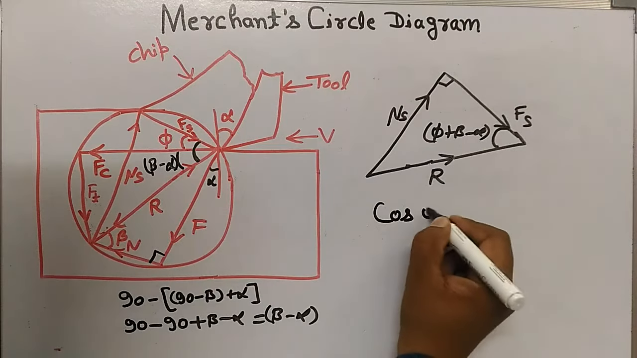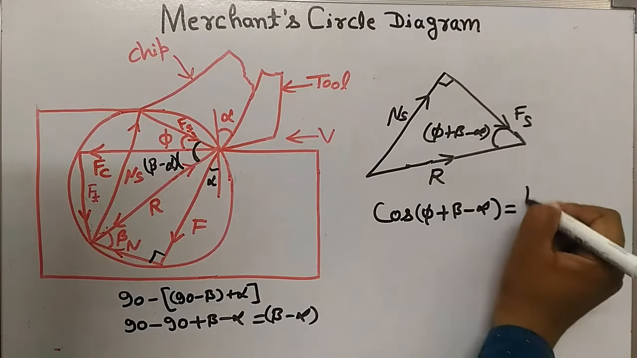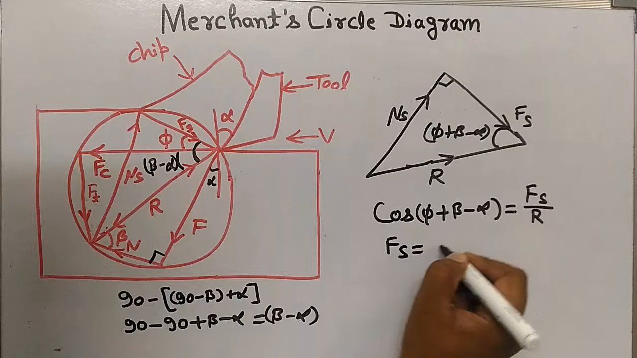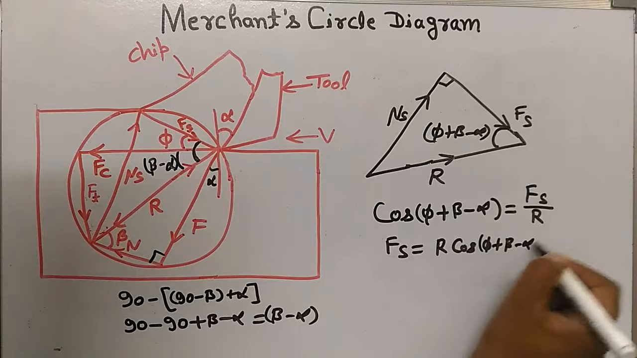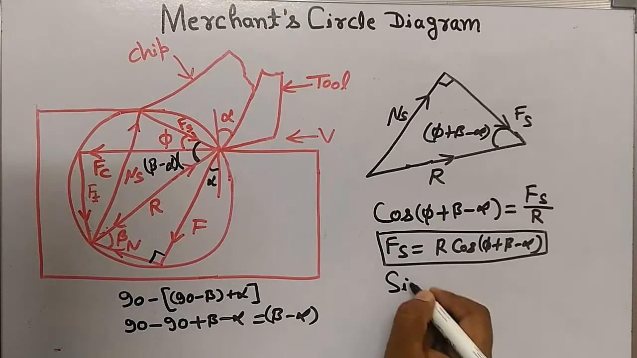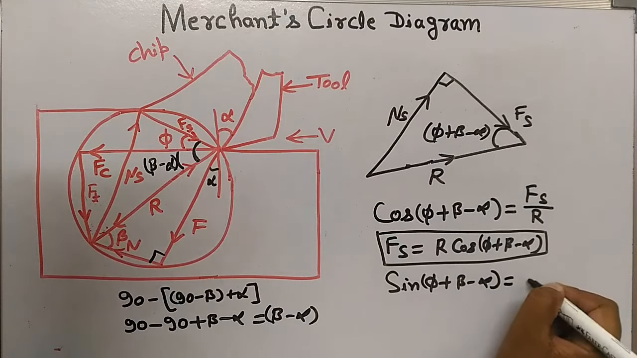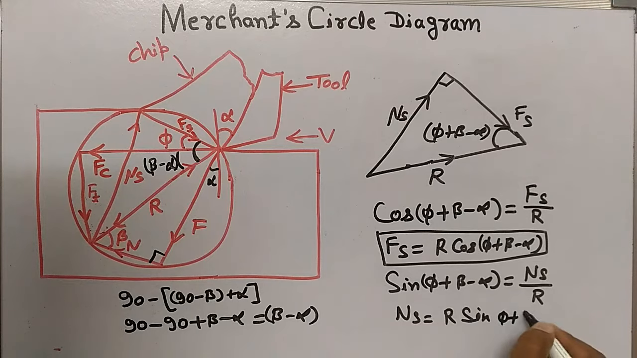Cos phi plus beta minus alpha will be Fs upon R. Fs will be R cos phi plus beta minus alpha, and sin phi plus beta minus alpha will be Ns upon R. Ns will be R sin phi plus beta minus alpha.